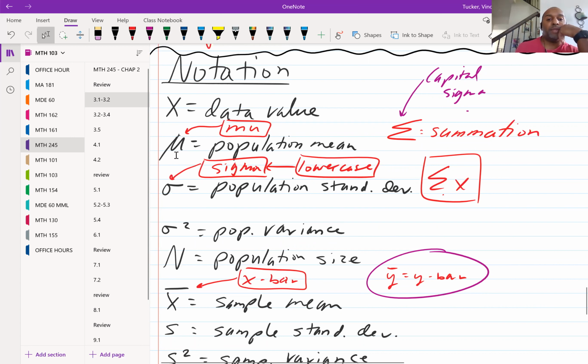Now, the Greek letter mu kind of looks like a U with a long stem on the left. Greek letter mu is your population mean. If you see that, that lets you know you're dealing with the population. Lowercase sigma, Greek letter sigma, is your population standard deviation. And if you square that, that's your population variance.